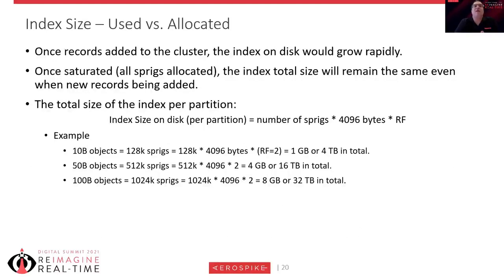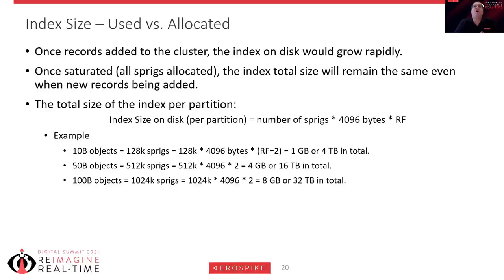In terms of index size, when we actually allocate things, we'd first allocate the sprigs. Whenever we add a record, that will allocate sprigs immediately. Meaning, when we start saturating a cluster, we'll actually have sprigs created even if there are very few records. The sprigs will be allocated very quickly, very rapidly, and then they will come to a saturation where all the sprigs were defined, but each of the sprigs has 1 or 2 objects in them.